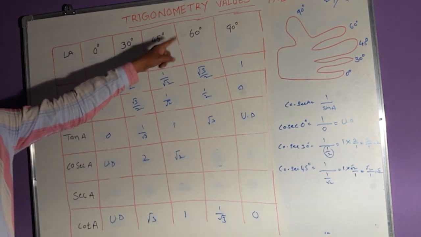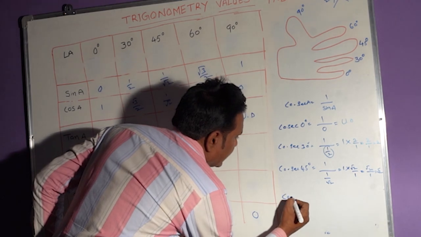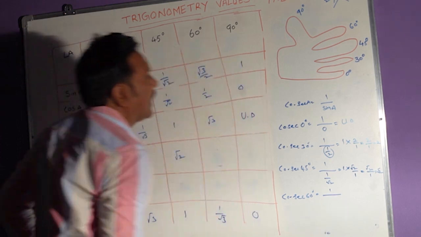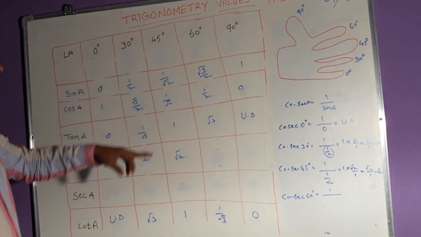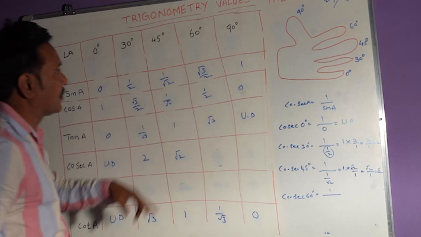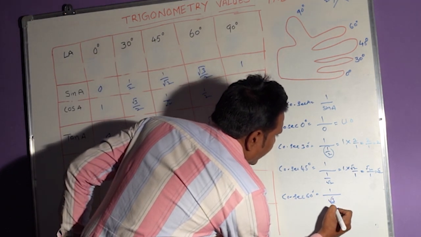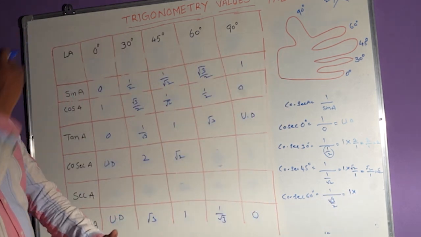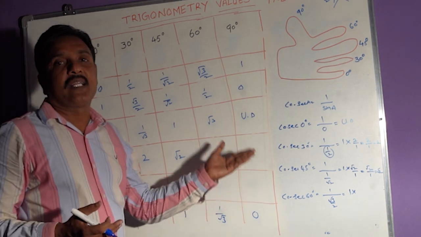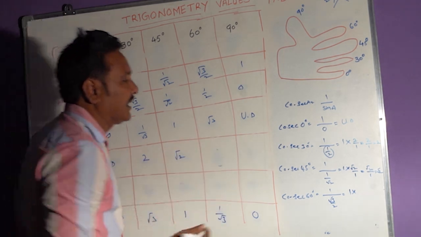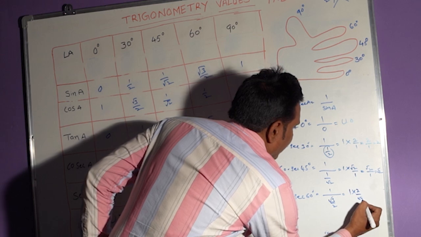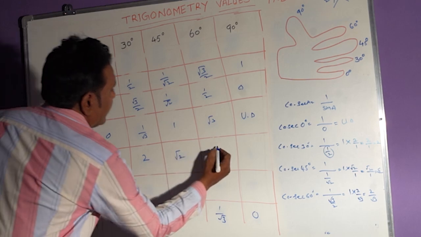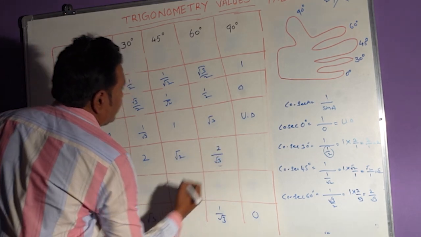Next, cosec 60 degree value. Cosec 60 degrees is equal to 1 by sine 60 degree. Sine 60 degree is equal to root 3 by 2. Root 3 by 2 goes to the numerator side. The numerator is the denominator, the denominator is the numerator. Then 2 by root 3 is equal to 1 into 2, 2 by root 3. Okay, 2 by root 3.